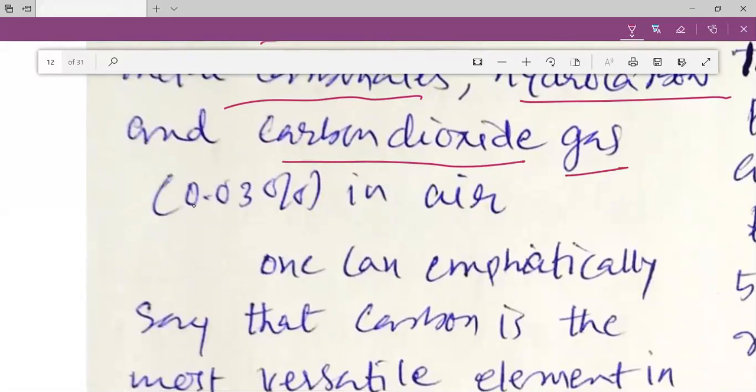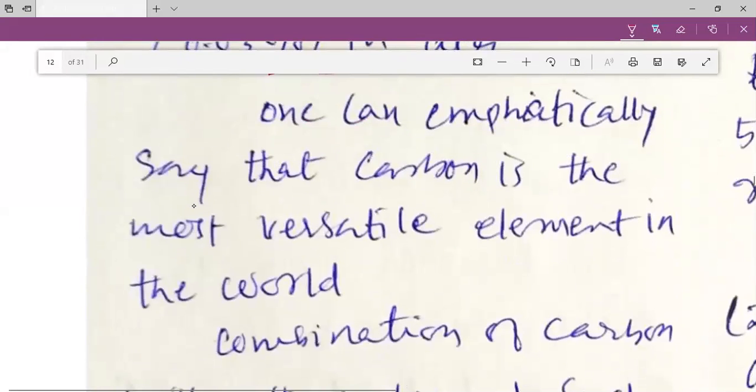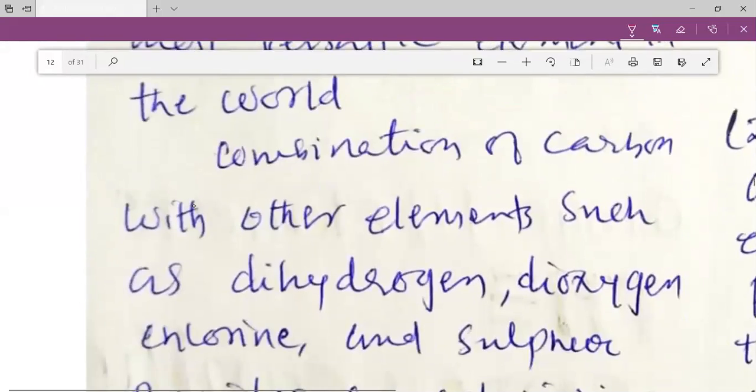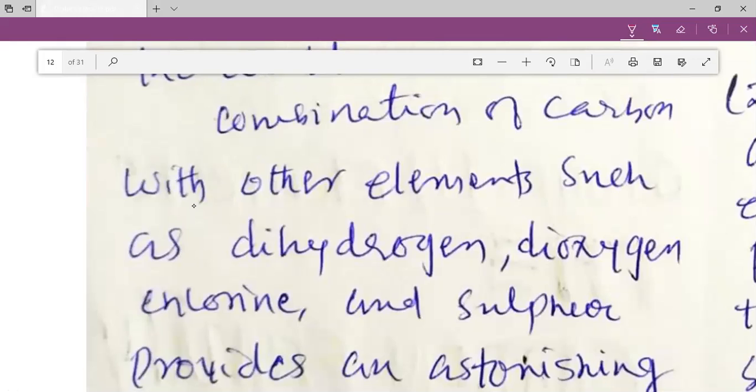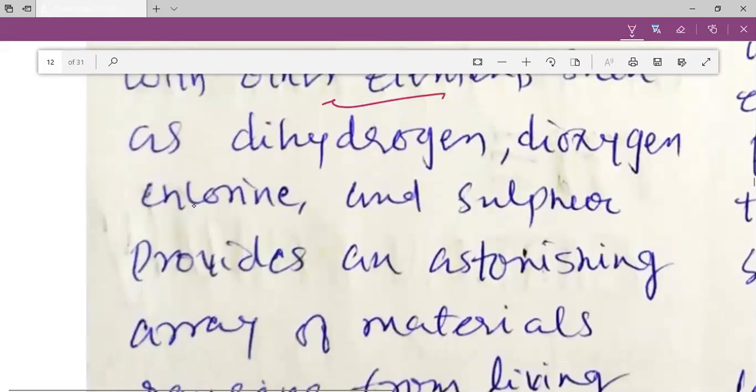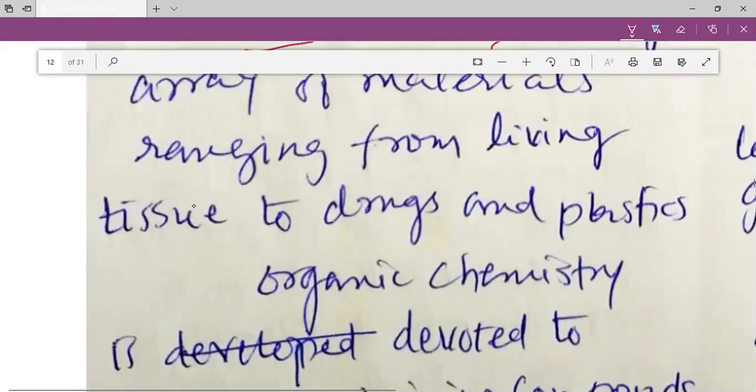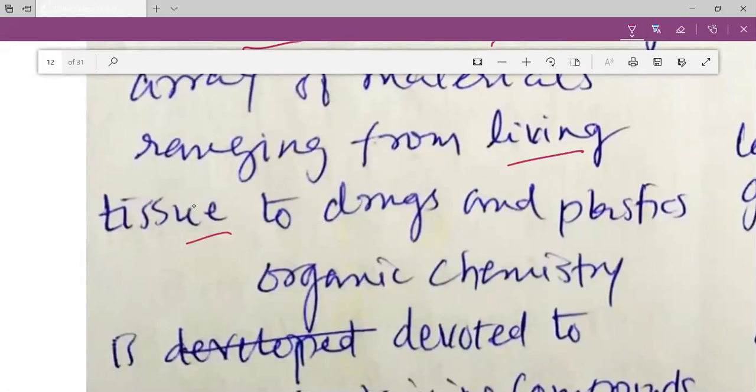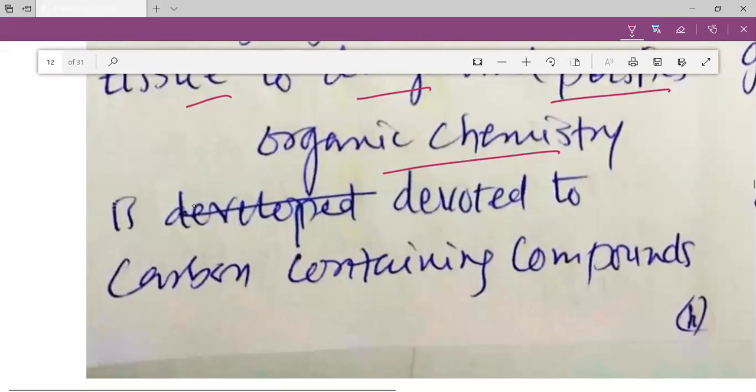Thus this carbon dioxide gas is available in the air at 0.03%. One can emphatically say that carbon is the most versatile element in the world. Even in 10th standard, we have studied the versatile nature of carbon. Combination of carbon with other elements such as dihydrogen, dioxygen, chlorine, and sulfur provides an astonishing array of materials. So we can see lots of materials produced by carbon, ranging from living tissue to drugs and plastics. My dear students, carbon is found all around the environment and everywhere, even inside our body as well as outside our body.